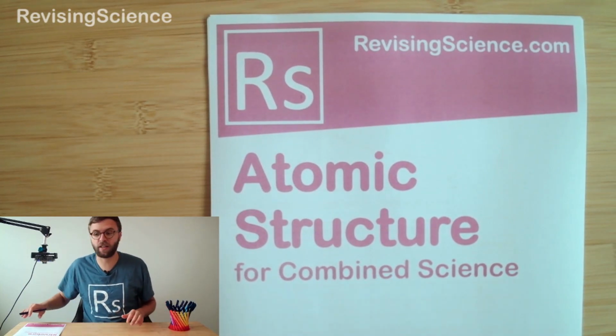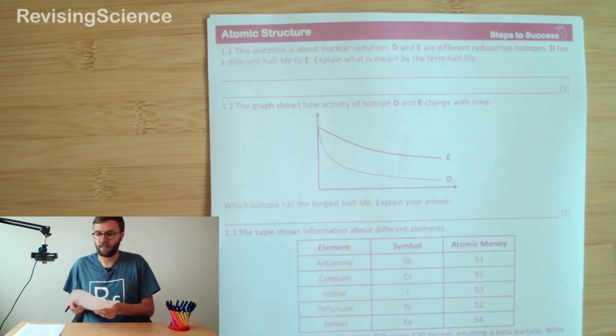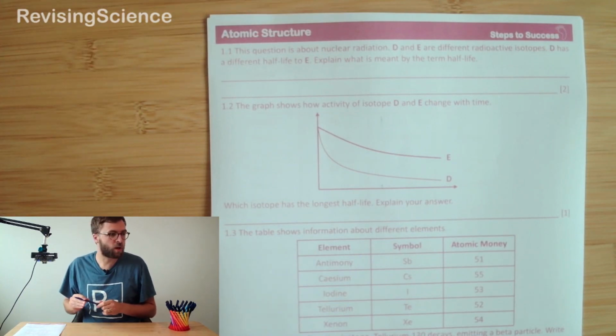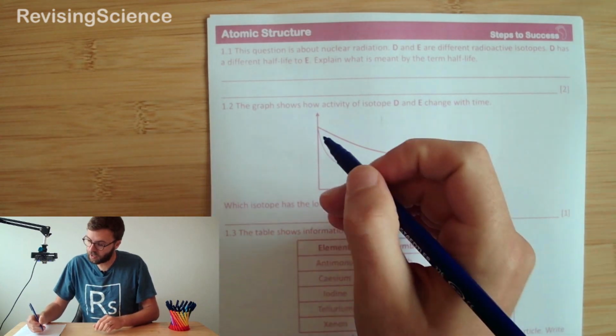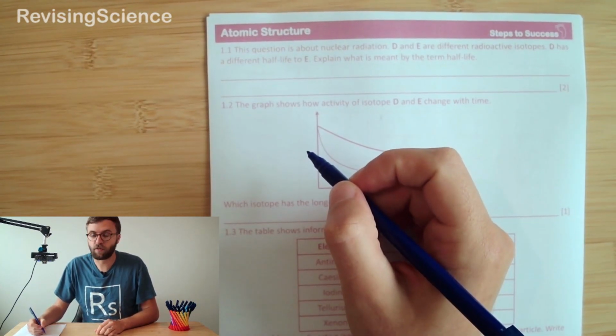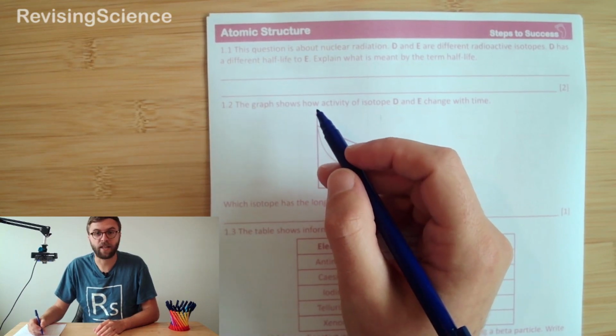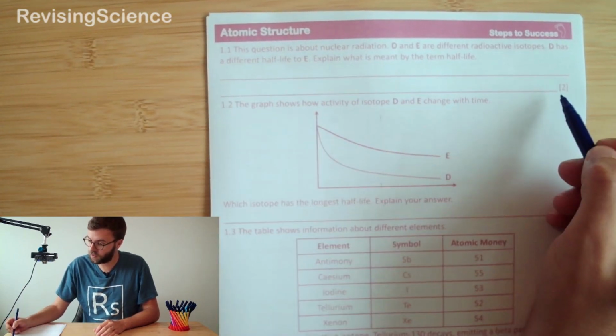Okay, so we're going to be looking at the atomic structure booklet today. And let's go through the questions. Okay, so question 1. This question is about nuclear radiation. D and E are different radioactive isotopes. D has a different half-life to E. Explain what's meant by the term half-life for 2 marks.